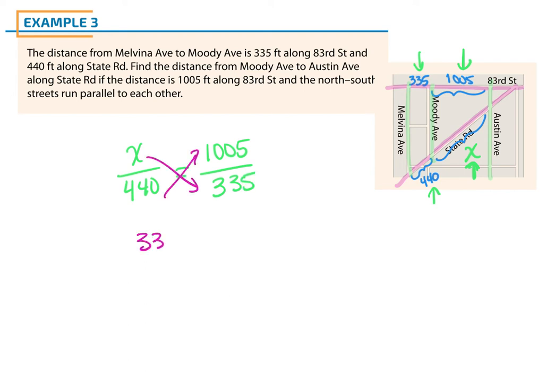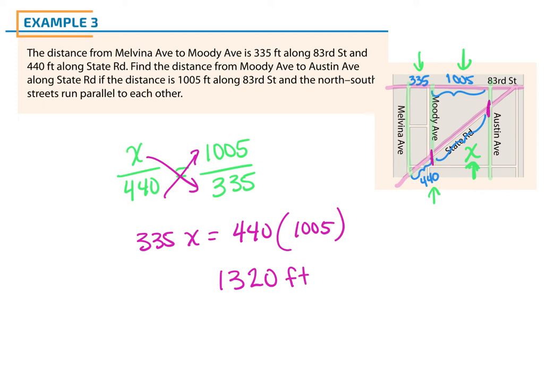So 335x equals 440 times 1005. And they solve for that: 1,320 feet. That tells us how far Moody is from Austin along this road here, which makes sense. It would be bigger than this because of the angle, right? And so we found the distance between the two streets.